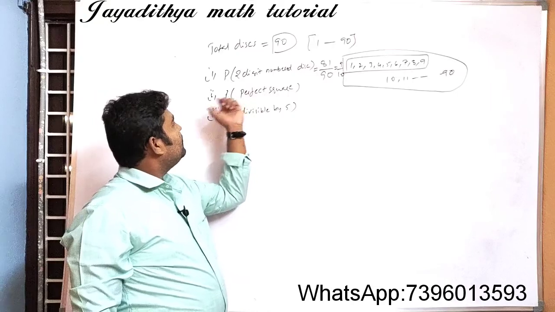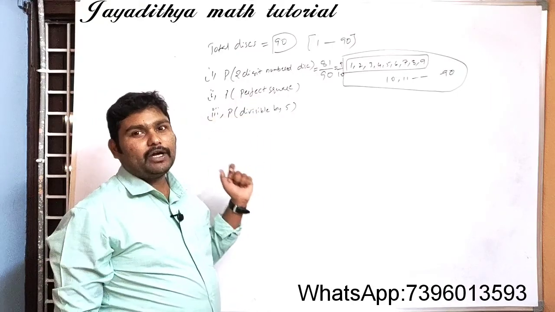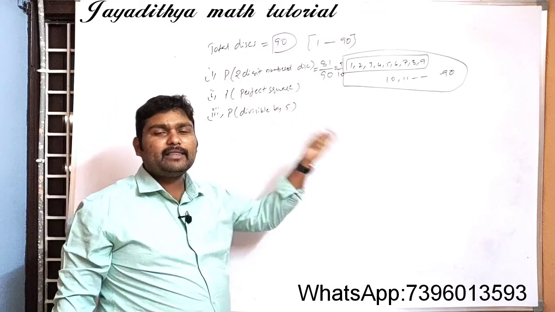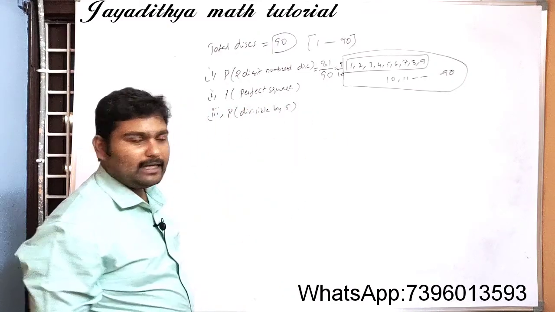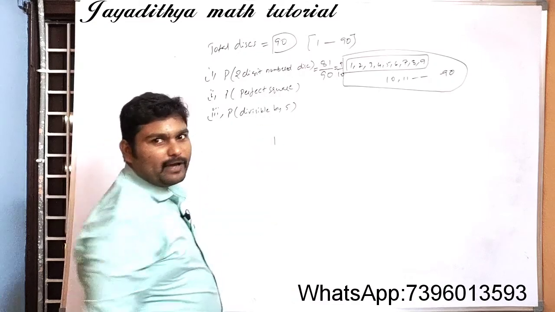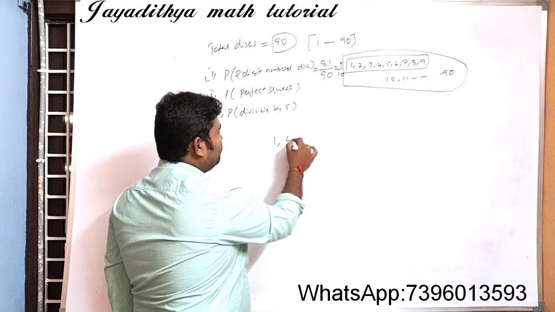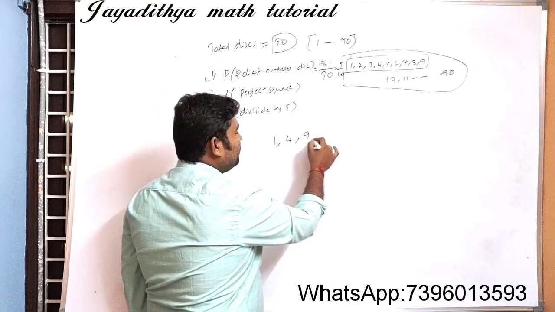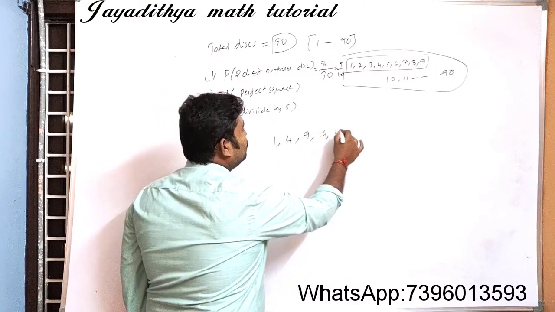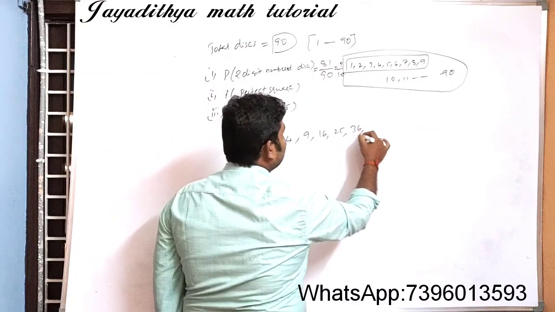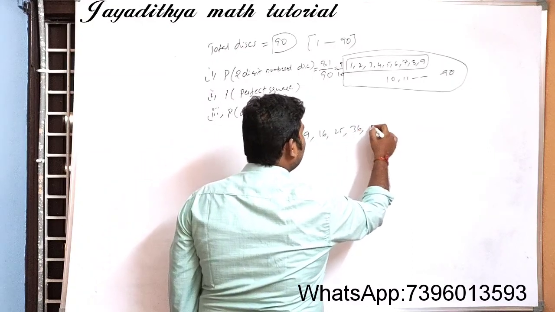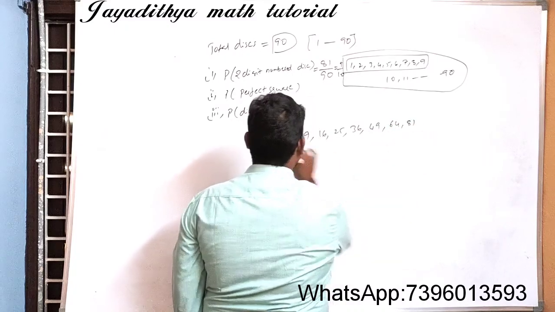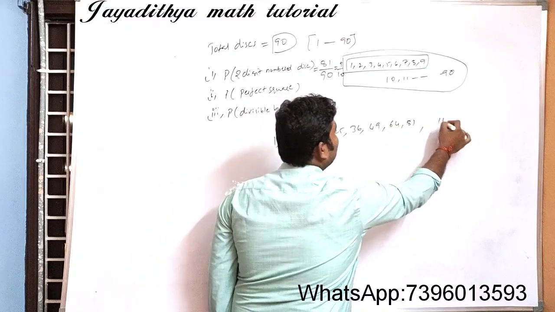The next one is perfect square. How many perfect squares will be there from 1 to 90? 1 is a perfect square, 4 is a perfect square, 2 square, 3 square, 9 is a perfect square, and 16, 25, 36 and 49, 64 and 81. So the next number will be 10 square, that is 100.